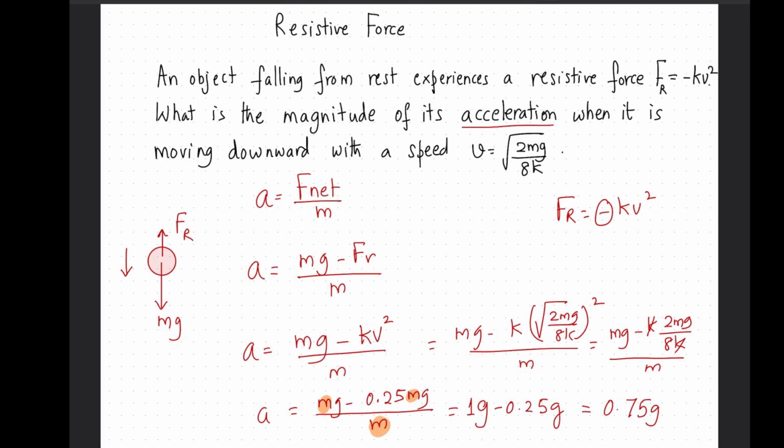If you want, we can substitute the value of g. We can get this as 0.75 multiplied by 9.8, and that will give the answer as 7.35 meters per second squared. So that's how we can calculate the acceleration of this object which is falling from rest and experiencing force of gravity and drag.